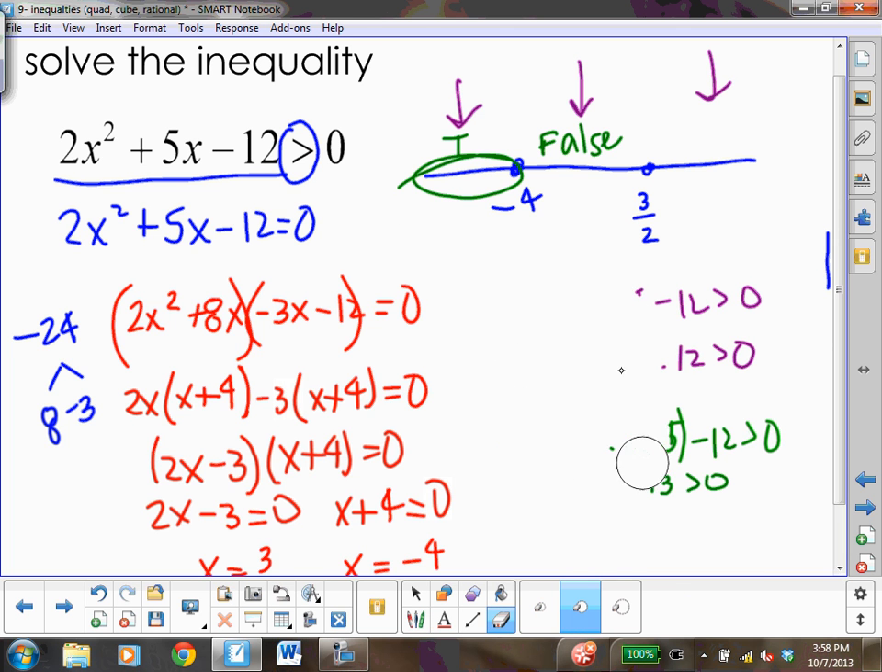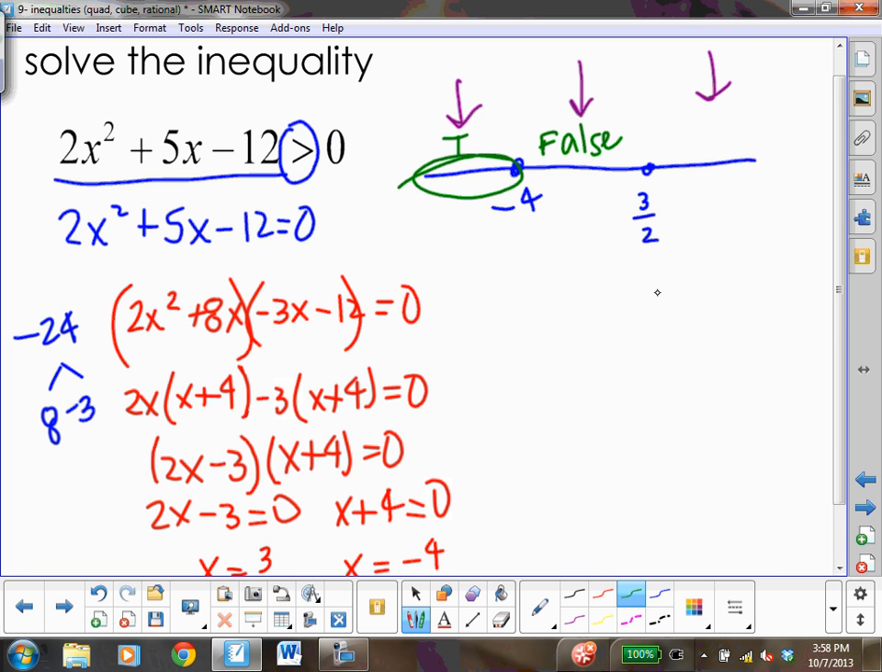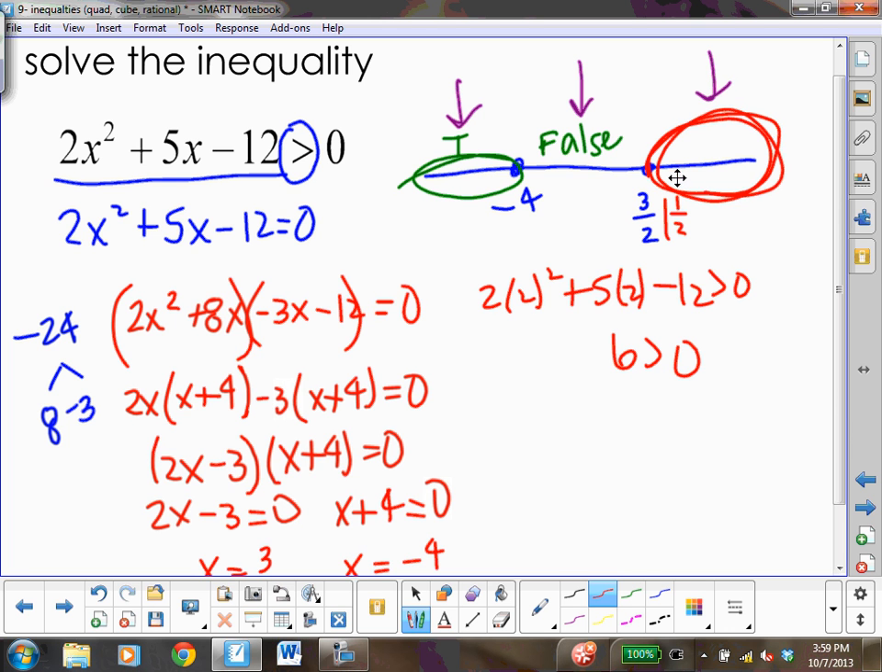And then the final part, I need to test a number that is bigger than 3 over 2, which I could just pick 2, because 3 over 2 is just 1.5. So 2 times 2 squared plus 5 times 2 minus 12. And again, I can do this in my head most of the time. And is it greater than 0? So I know that 2 times 2 squared, that's 8. And then 5 times 2 is 10. And subtract 12, so I have 6 is greater than 0. So since that's true, I can assume that everything within this interval is true.